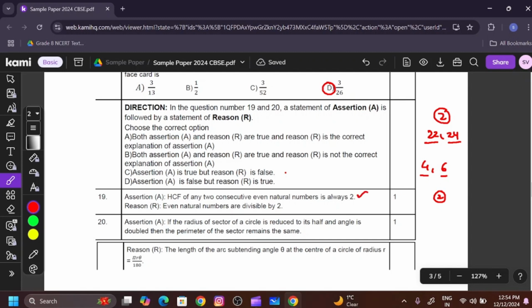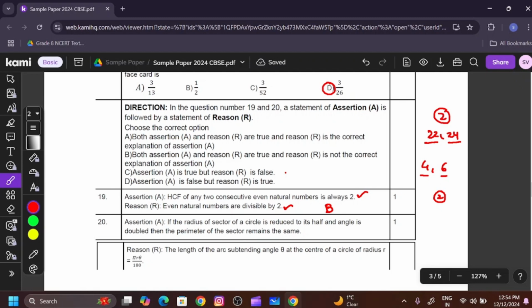So the HCF of any two consecutive even natural numbers is always 2. So this is true. Then, even natural numbers are divisible by 2. Of course, even numbers are divisible by 2. So this is also true. Both are true, but is reason R the correct explanation of the given assertion? No, right? It's not talking about anything related to HCF. So both are true, but reason R is not the correct explanation. So the answer should be option B. Alright, go to the next one.